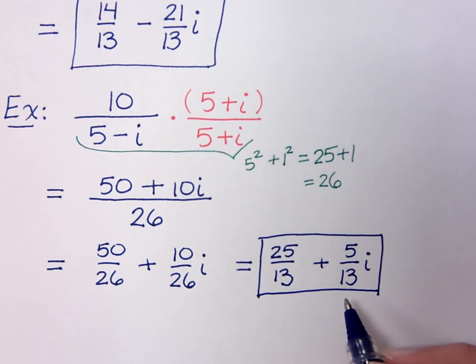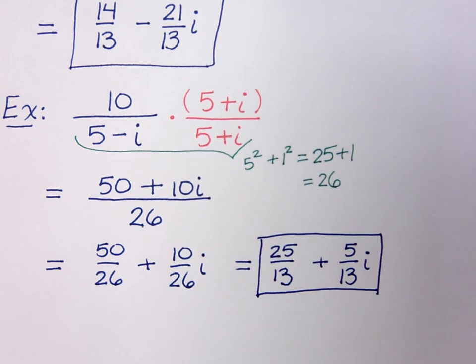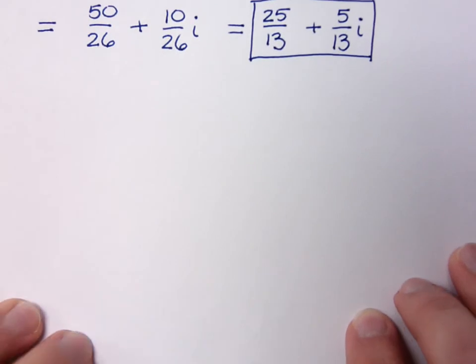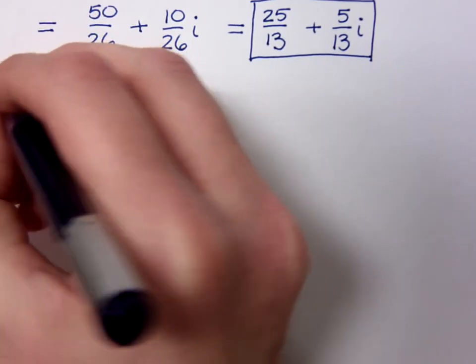So now you can clearly see your real part is 25/13 and your imaginary part is 5/13. Alright. Please make sure that you are buckled in for the next part. This next one is going to be a little bit messier, but we have to go here.